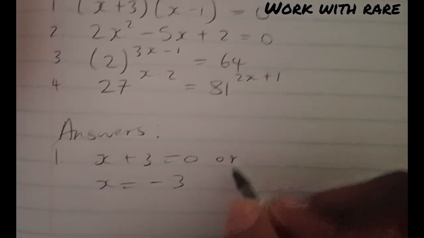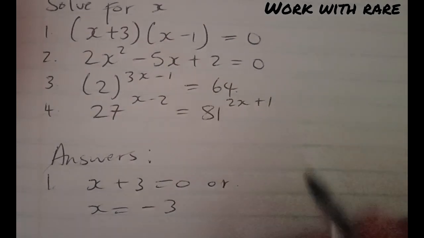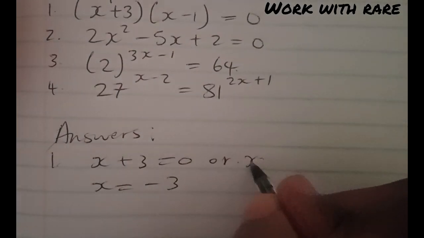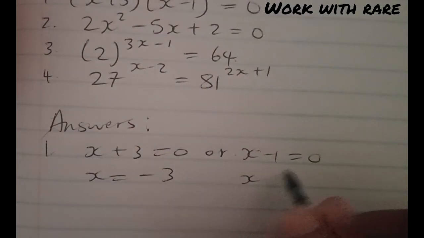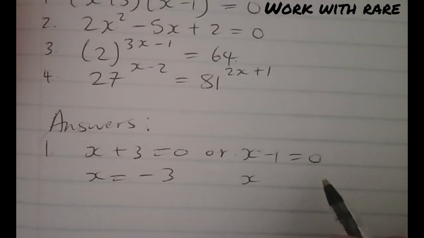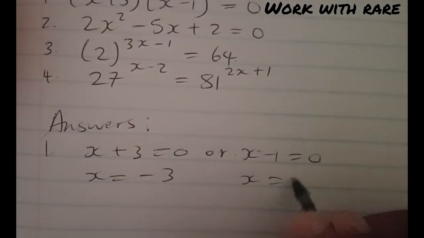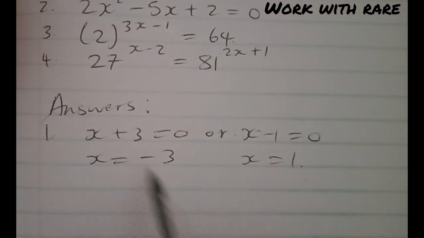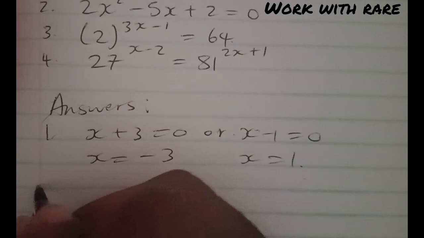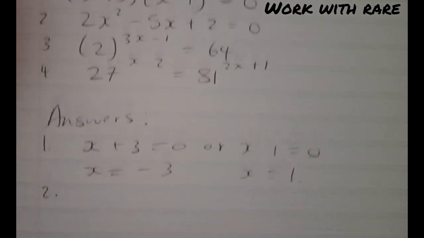Or we look at the second bracket, which is x minus 1. So we'll say x minus 1 is equal to 0. Then we take 1 to the opposite side, it will change the sign, so it will be 0 plus 1, which is 1. So here are the answers. So it's 2 marks. This mark and this mark. Usually it's 2 marks.